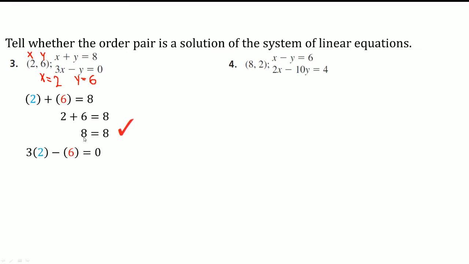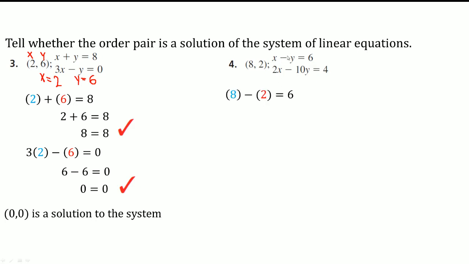Here you check the second equation: 3x minus y is equal to 0. X here is 2, y here is 6. So 3 times 2 is 6, minus 6 equals 0. 6 subtract 6 just gets you 0. 0 does equal 0, so that works. The fact that it works for the first equation and the second equation in the system means that 2 comma 6 is a valid solution to this system. Number 4: a comma 2.